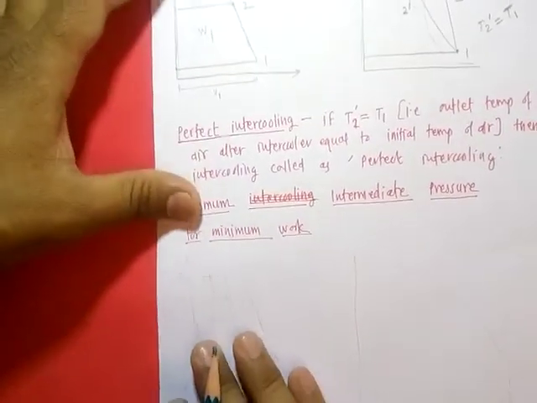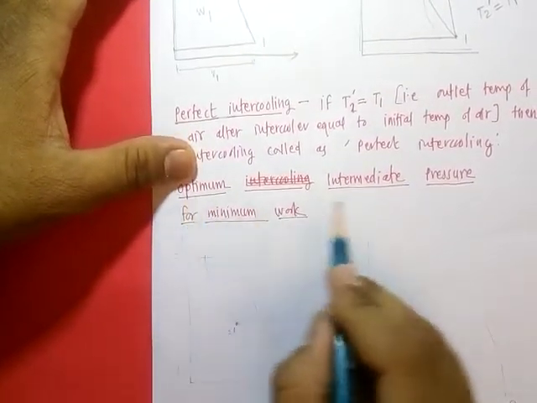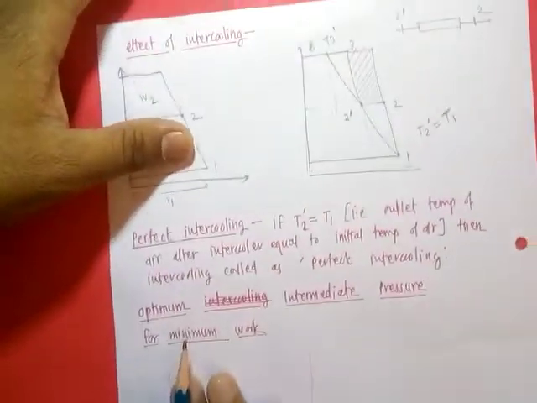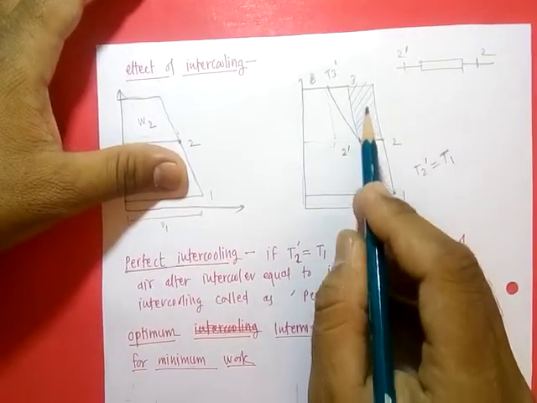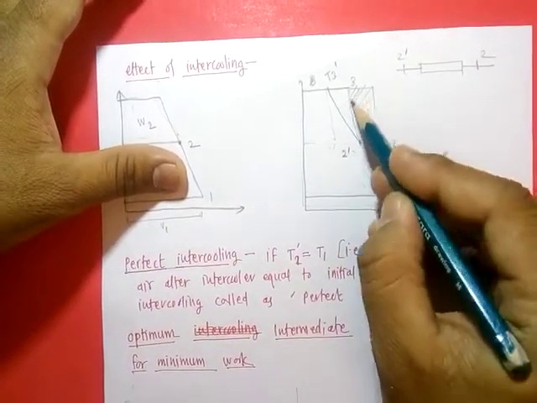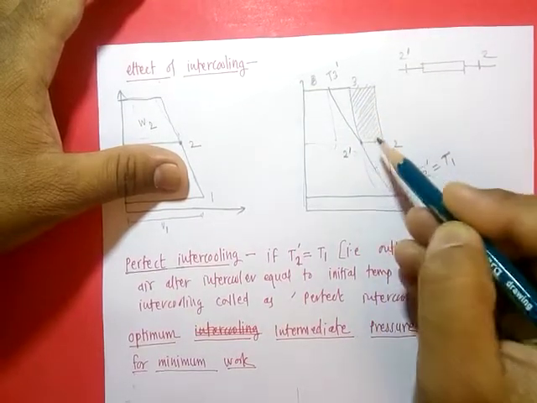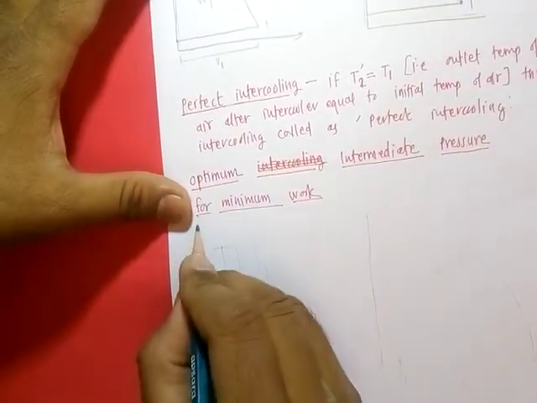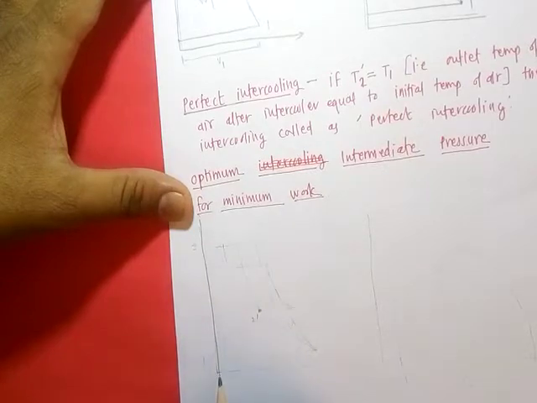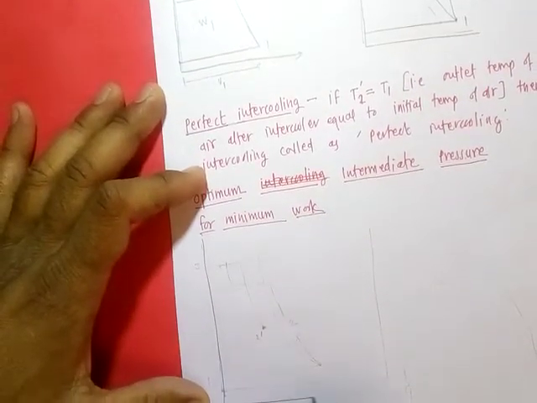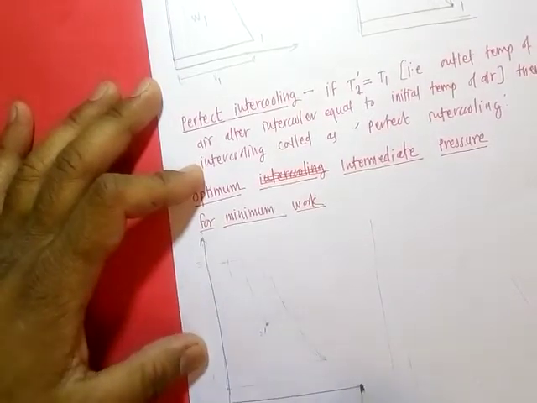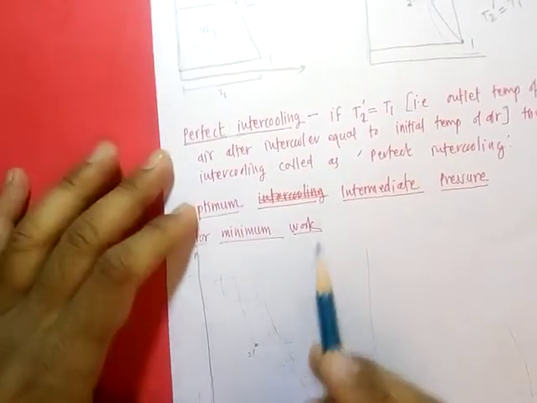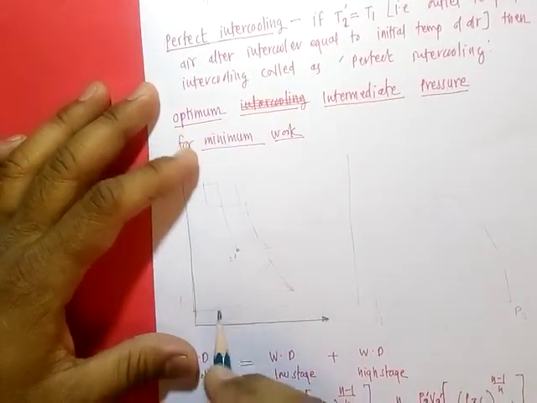So the next point is to find the optimum intermediate pressure for minimum work consumption. We know that by using an intercooler there is work saving in multi-stage compression. Then what is the optimum pressure ratio to get maximum work saving or minimum work consumption? That is the derivation. Before that, let's see first. Again, we are assuming perfect intercooling for this derivation. So remember, the condition is perfect intercooling.